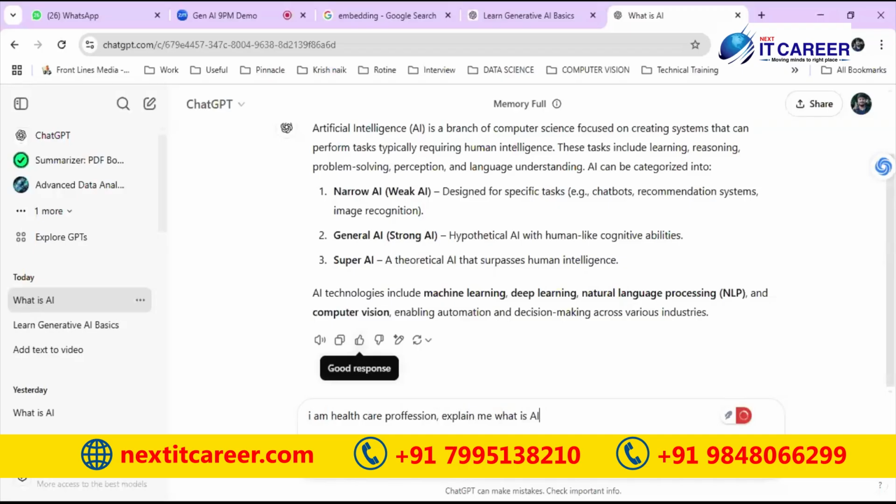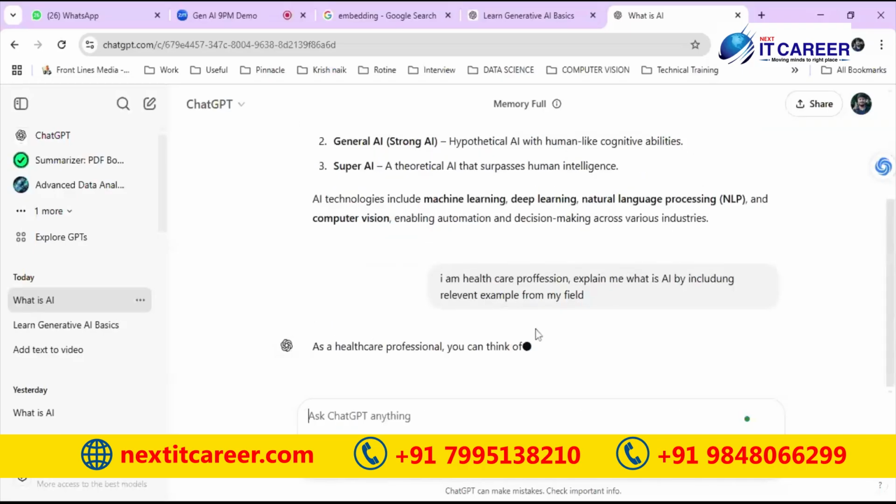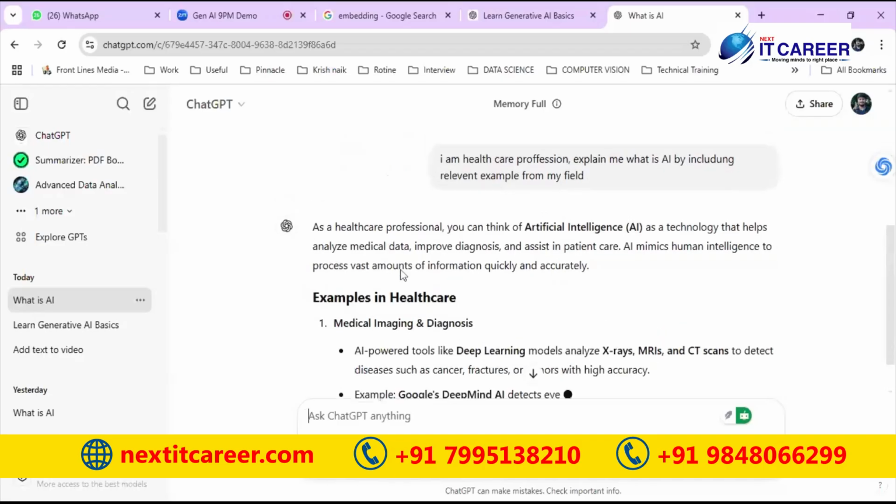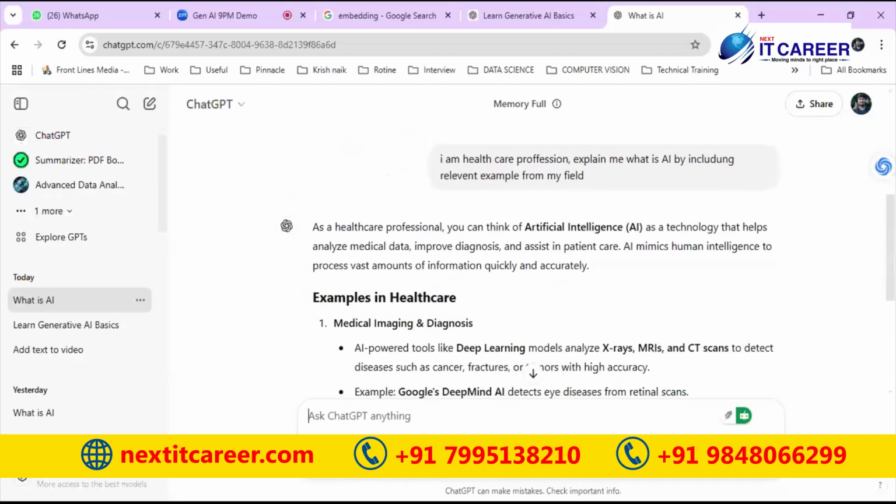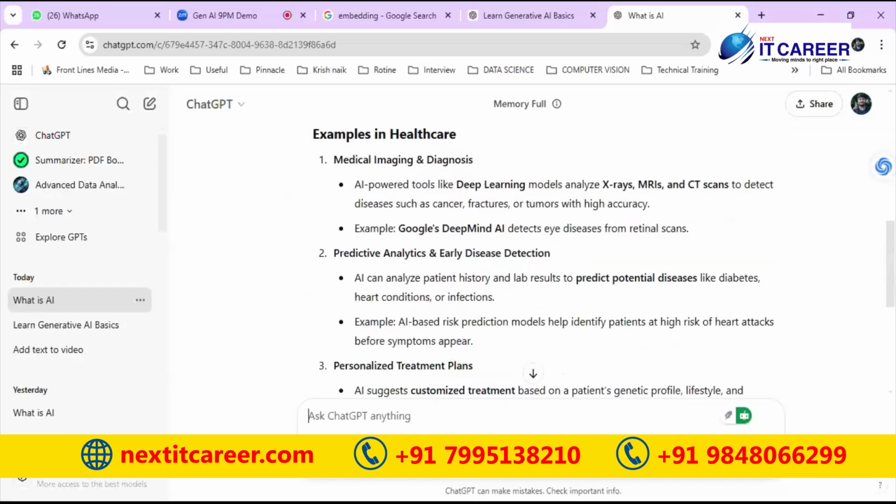Can you see, guys? I'm giving the same question, explain me what is AI. That's the first question, by including relevant examples from my field. If you see, this is the actual prompt engineering. Now you can see, as a healthcare professional, you can think of AI as a technology that helps analyze medical data. So many examples it is able to give, where we can understand AI.